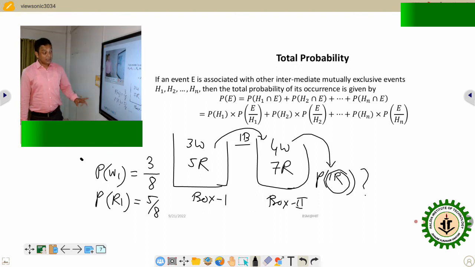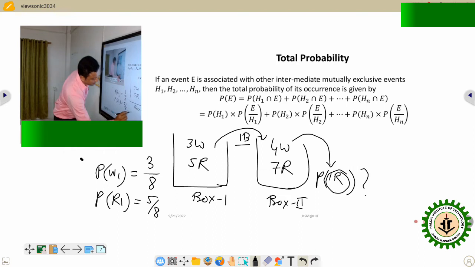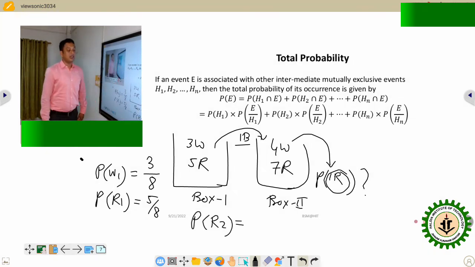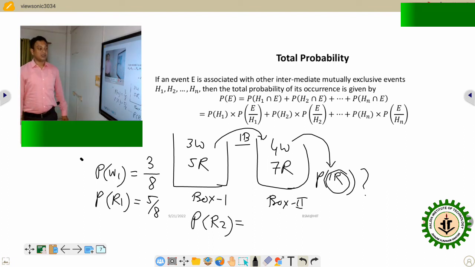Now if you are finding a red ball from box 2, I am writing this as probability of R2. Look at this. Since you don't know the color of the ball which is transferred from box 1 to box 2, you have to consider that maybe a white ball is transferred and then you draw a red ball from the second box, or maybe a red ball is transferred from box 1 to box 2 and then you find a red ball from box 2. Both things you need to consider. Since all cases are considered, it is named total probability.